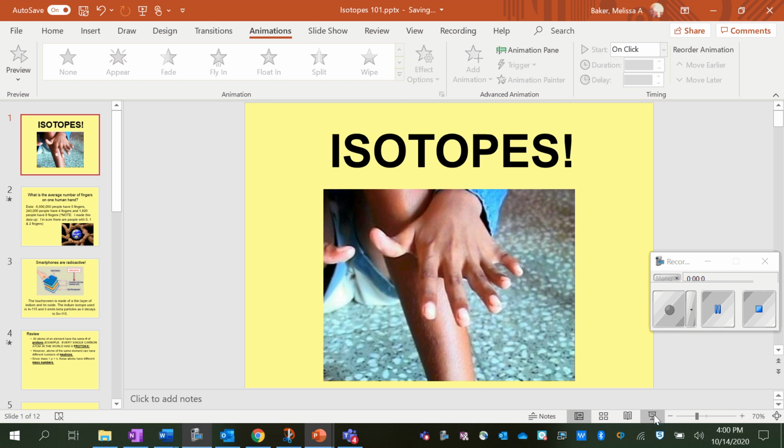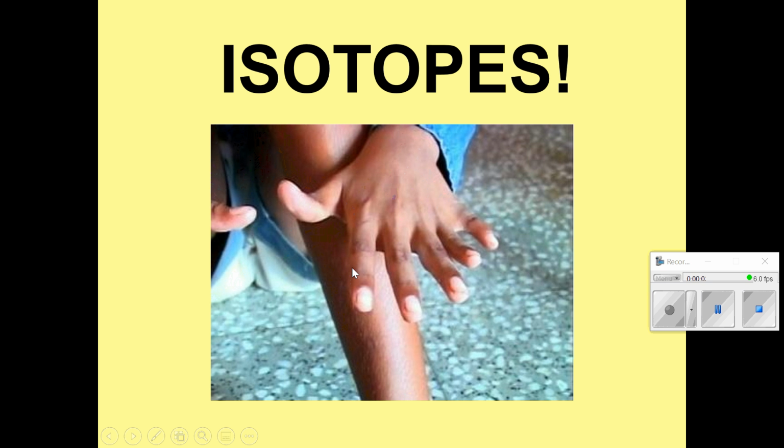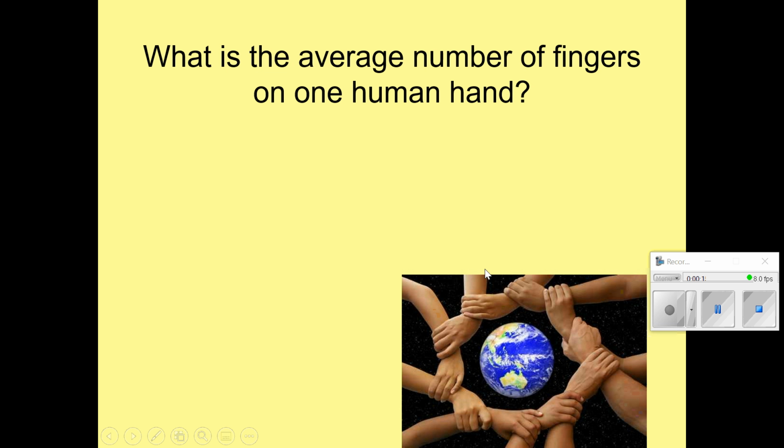All right, let's talk about isotopes. So take a look at this hand and notice that we'll count the thumb as a finger. This person actually has 6 fingers on their hand. And yes, this relates to chemistry. Let me explain. What if I asked you what the average number of fingers on one human hand was?